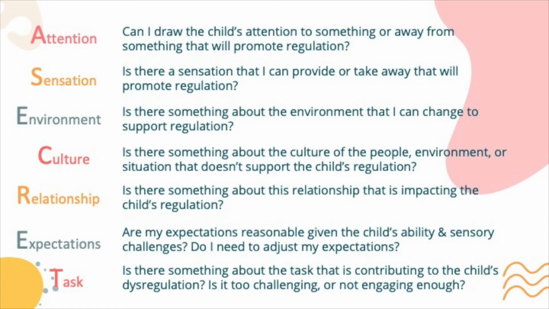Culture. Is there something about the culture of the people, environment, or situation that does not support my child's regulation? Relationship. Is there something about this relationship that is impacting my child's regulation? Expectations. Are my expectations reasonable given my child's abilities and sensory challenges? Do I need to adjust my expectations? And lastly, task. Is there something about the task that is contributing to my child's dysregulation? Is it too challenging, too easy, or not engaging enough?